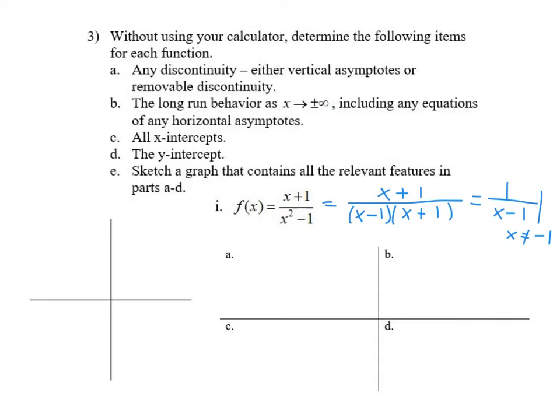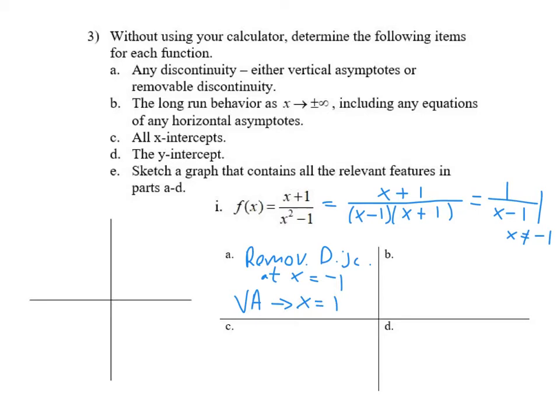But which kind of discontinuity is that? Remember, if you can cancel out the factors, that means it's the removable discontinuity, right? This is the one that's going to be the hole. And then we also have a situation in the denominator where we'll have 0 if x equals 1. If we're looking for discontinuities, that's where we set the denominator equal to 0 and solve for x. So we have a removable discontinuity at x equal to -1, and then we have a vertical asymptote at x equal to 1.